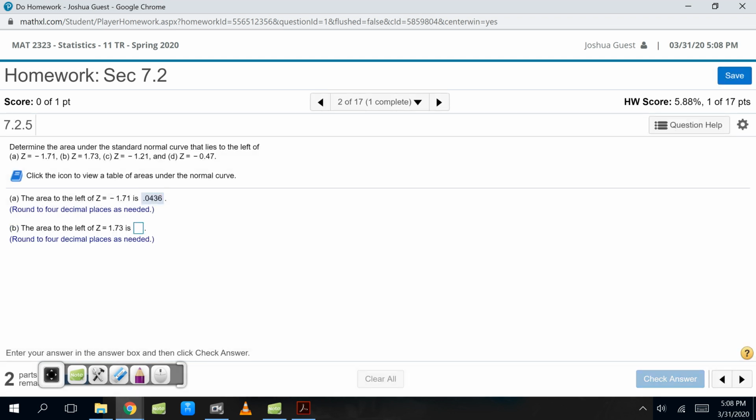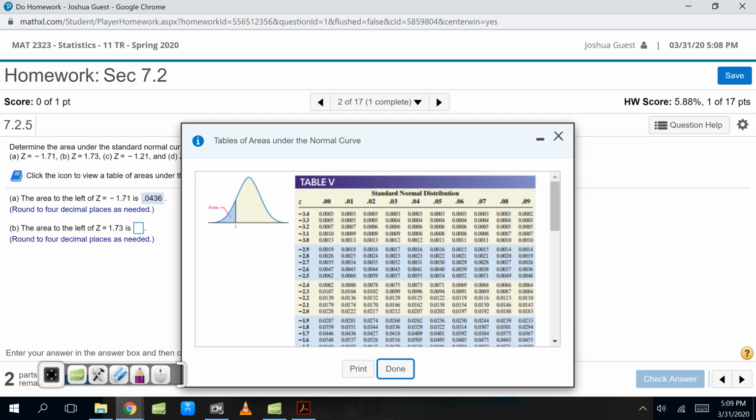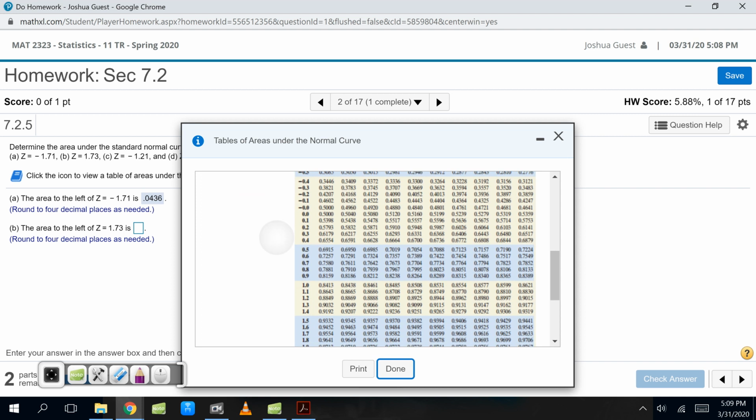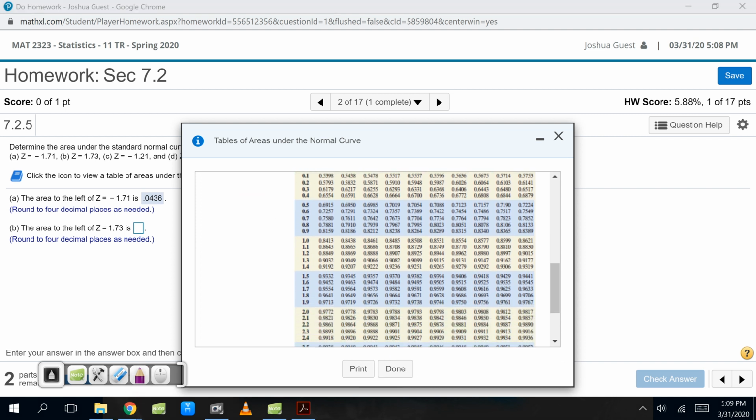All right. So then the area to the left of 1.73, again, click the table, find 1.73, keep going down, keep going down. Aha, there it is in blue right there, right? 1.7, this is 0, 1, 2, 3. So this number here goes in right here. It's less than 1.73. That's the proportion. 95.82% or 0.9582 is the area under the curve to the left of z equals 1.73.